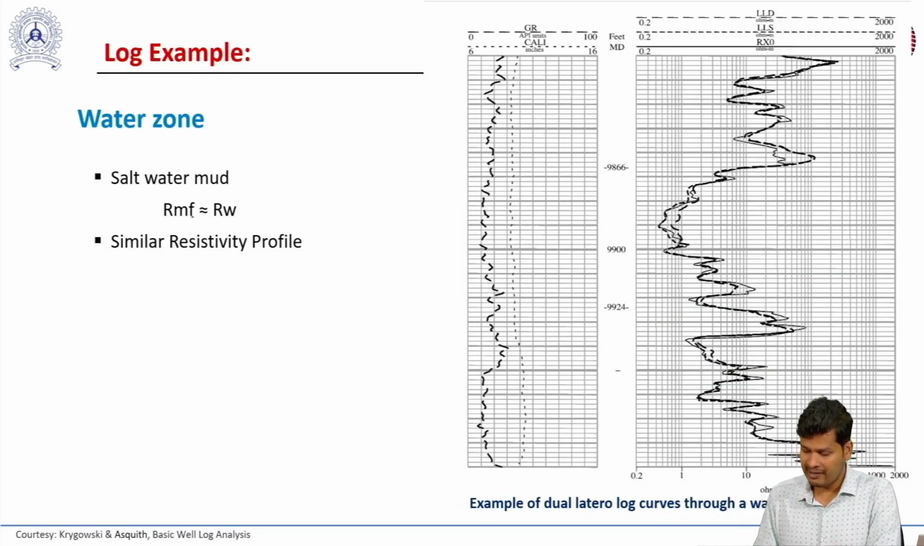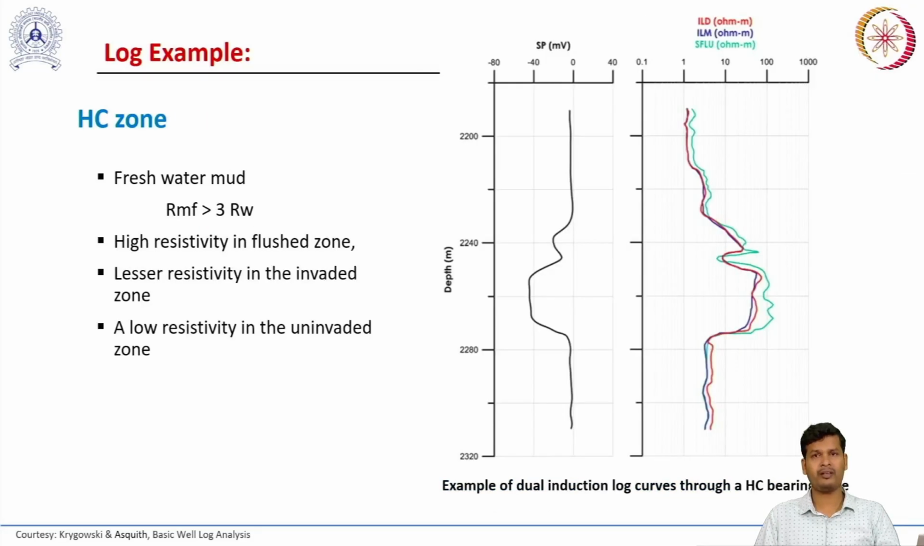But in the next example, you can see when RMF is equal to RW, even in a water bearing formation, there is no separation. Everywhere it is reading the same value. That means it is a water bearing formation, but the mud filtrate is the same as the formation water. Both have the same property. You can see also in the oil bearing formation, separation will still be there across the oil zone, but the separation might be slightly less than in the water bearing zone, because now we have oil in the flush zone as well as in the true formation.